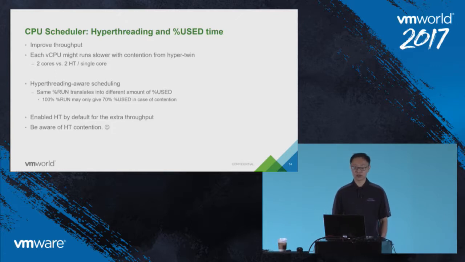So we talked about use and run, but there are all sorts of other metrics. So where are they coming from?